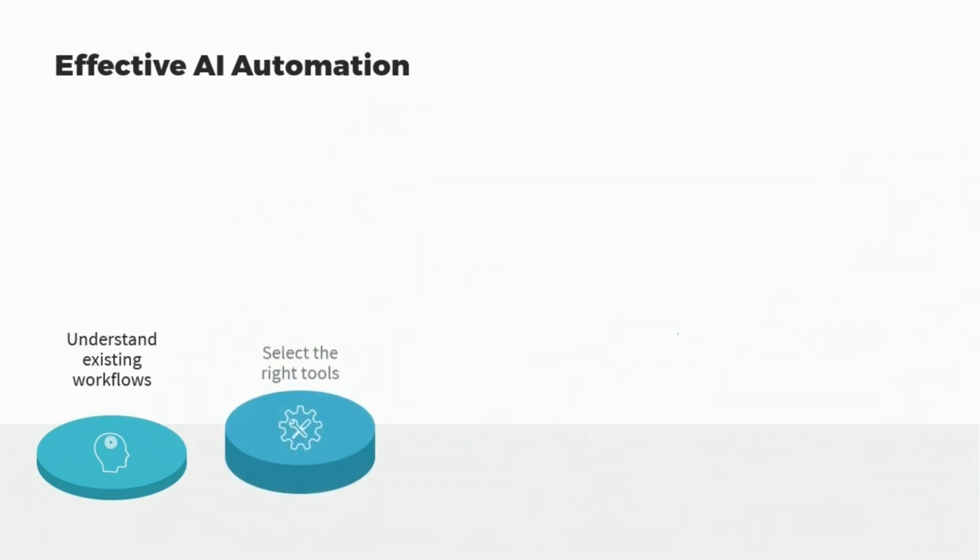And finally, achieving effective AI automation requires understanding existing workflows, selecting the right tools, designing and implementing carefully, testing on an ongoing basis, and continuously improving. Organizations need to gain a thorough understanding of existing processes, tasks, dependencies, and pain points to identify opportunities for automation and optimization. Also, they need to choose AI automation tools and technologies that align with business requirements, user needs, and technical capabilities, considering factors like functionality, scalability, and integration capabilities.